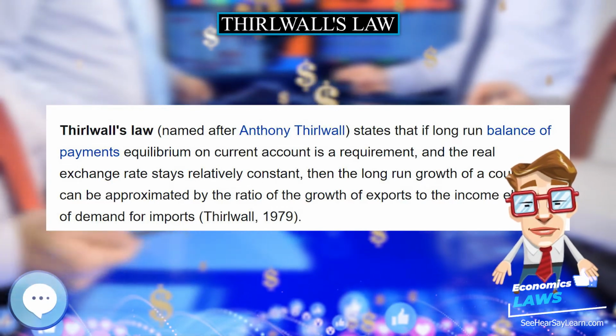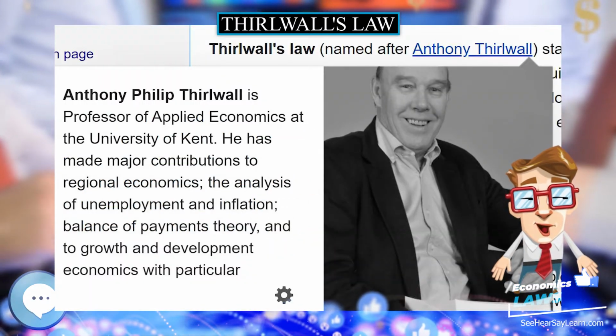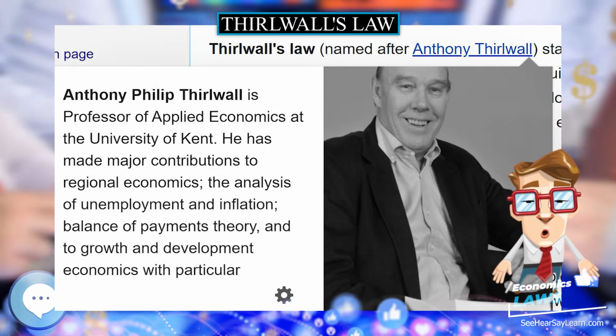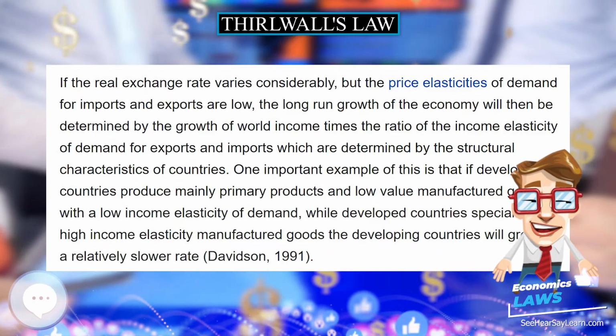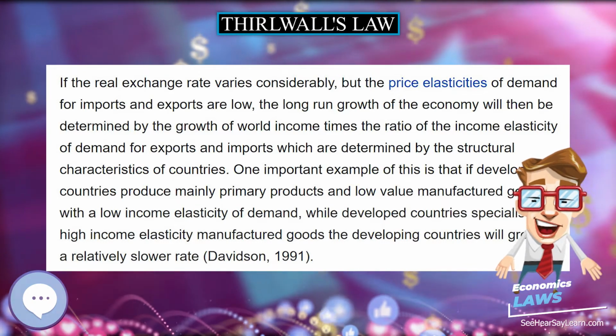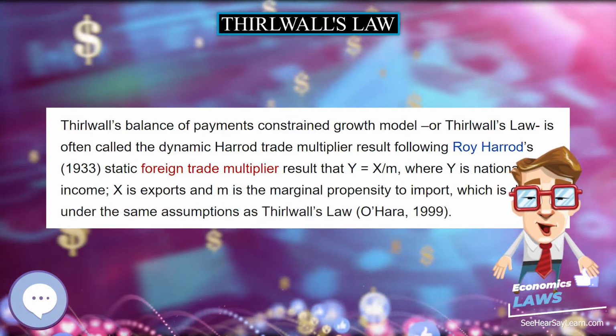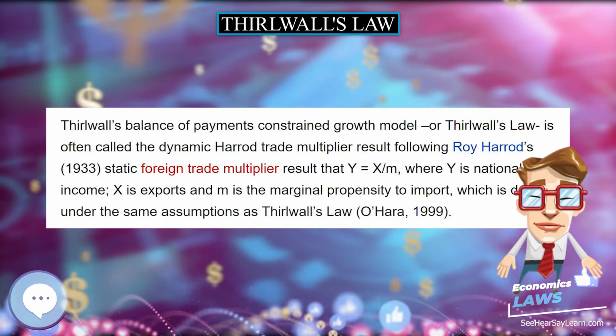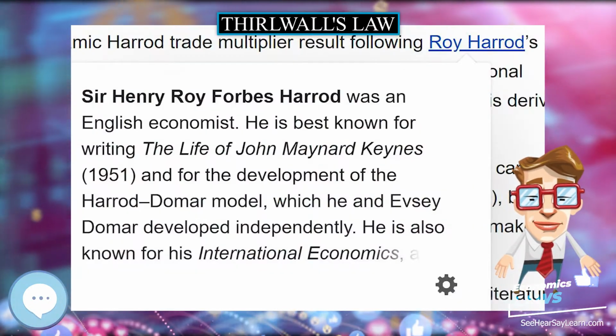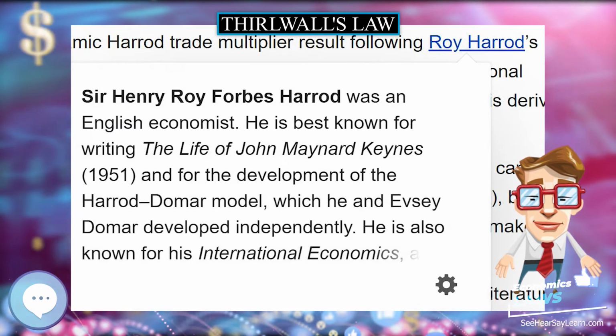One important example of this is that if developing countries produce mainly primary products and low-value manufactured goods with a low income elasticity of demand, while developed countries specialize in high-income elasticity manufactured goods, the developing countries will grow at a relatively slower rate. Davidson, 1991.